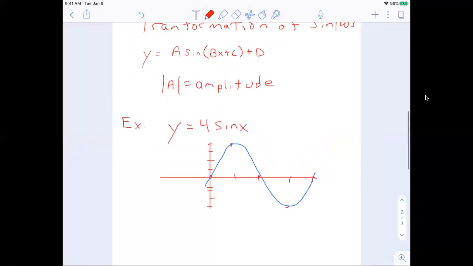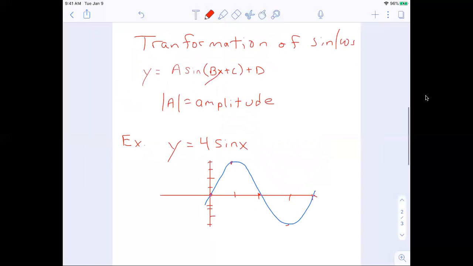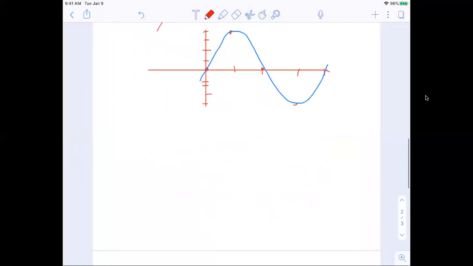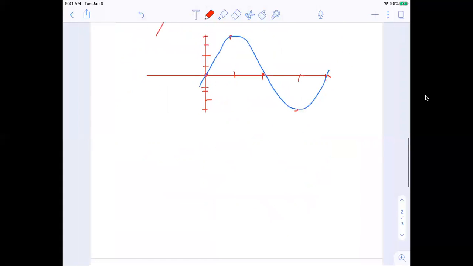Now, the B value, that affects the period. So how long it takes to repeat itself. So it kind of squishes it a little bit. So, for example, 2 pi divided by b is equal to the period.